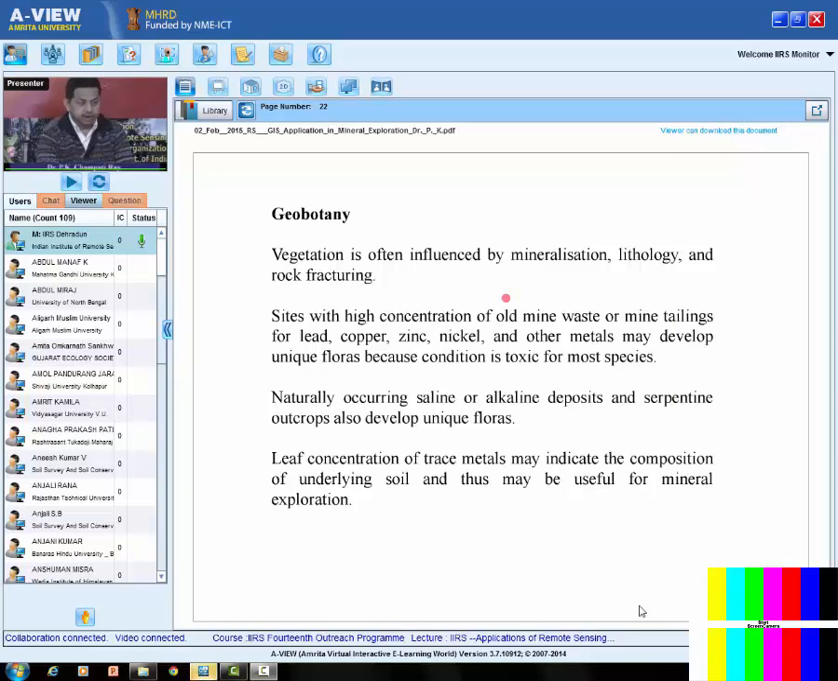Vegetation is often influenced by the mineralization, lithology and rock fracturing. Sites with high concentrations of old mine waste or mine tailings for lead, zinc, copper, nickel and other metals may develop unique floras because the condition is toxic for most species. To some extent, the spectral response of these unique floras is different, and an attempt can be made to map those. Naturally occurring saline or alkaline deposits and serpentine outcrops also develop unique floras. Leaf concentration of trace metals may indicate the composition of underlying soil and thus may be useful for mineral exploration.